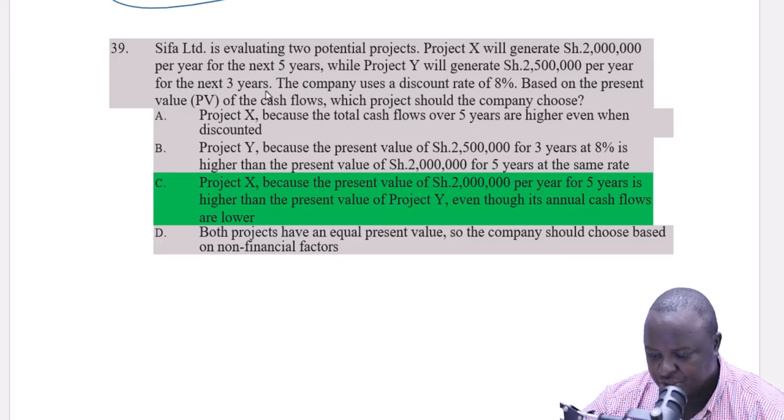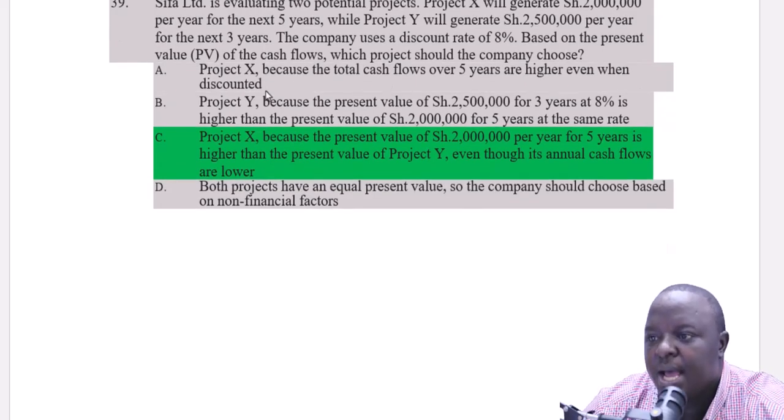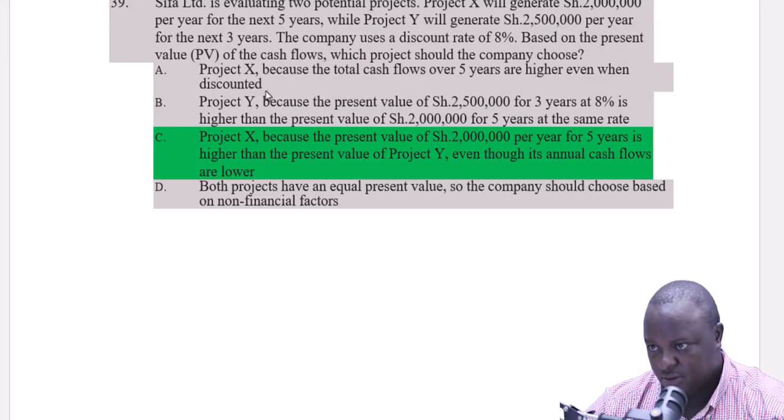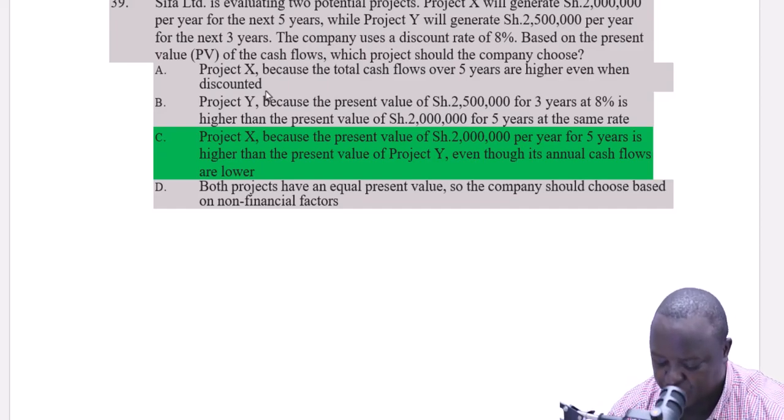Now question number 39. CIFA Limited is evaluating 2 potential projects. Project X will generate 2 million per year for the next 5 years, while Project Y will generate 2.5 million per year for the next 3 years. The company uses a discount rate of 8% based on the present value for the cash flows. Which project should the company choose?